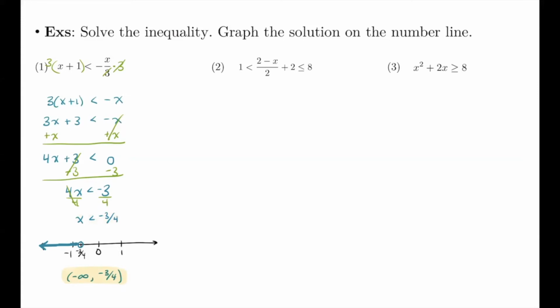All right, inequality number 2 is a sandwich of inequalities. Here we've got 1 is less than 2 minus x over 2, all of that plus 2. And then that whole thing is also less than or equal to 8. So here, when we have this kind of string of inequalities, or something sandwiched in the middle, we want to get the x alone in the center. So we notice it's already in the middle, so that's good. We have to get rid of all this other stuff, all the 2's there.